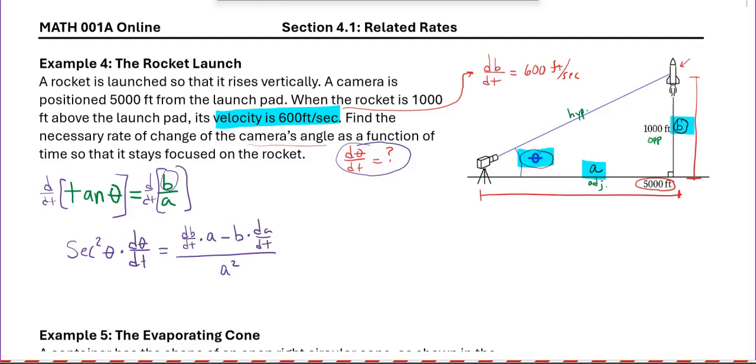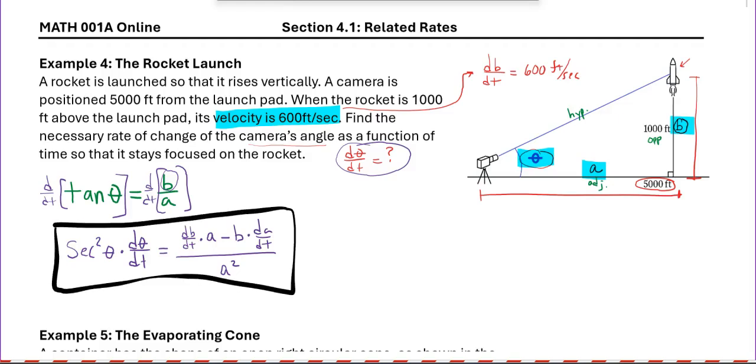What we need to do at this point, now that we have this derivative fully knocked out, is plug in all of the information that we have. Let's see what we have and what we need to get. We have B, for sure. B is 1,000. We do not have A, unless it's, oh yeah, I'm sorry, we do. A is given as 5,000. That's a constant. And that means also that we have dA dt.